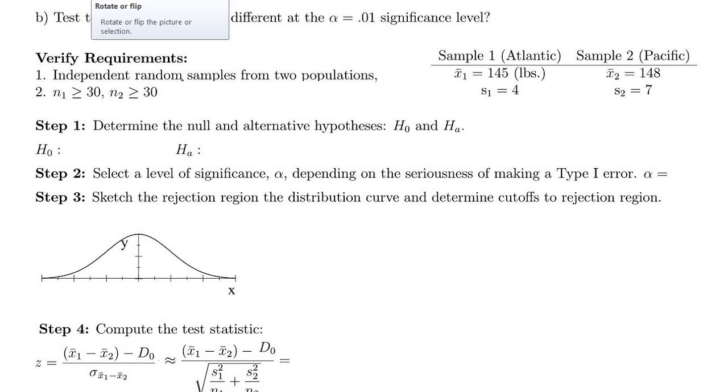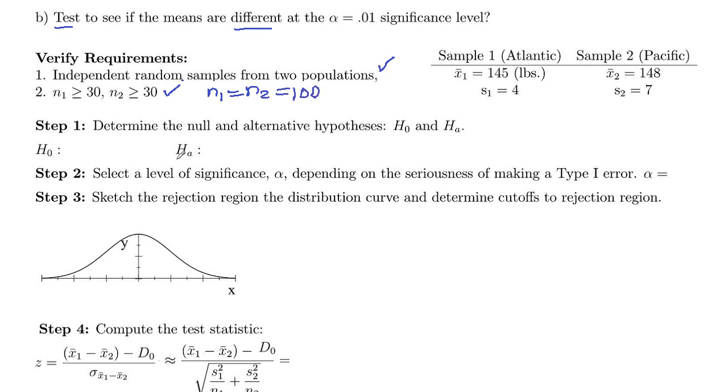Here in part B of the example, we are performing a hypothesis test to see if the means are different for the two locations of fish. So here's the data that we had again. The requirements for our test are independent random samples from two populations. That is true. And then sample sizes greater than or equal to 30. That is true. Our sample sizes were 100. So n1 and n2 here were 100.